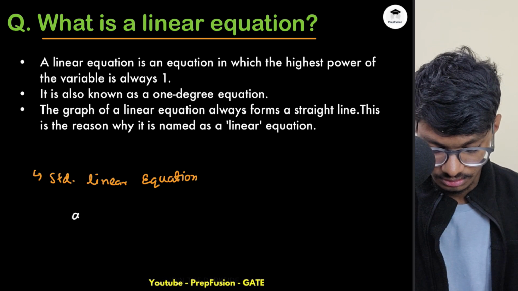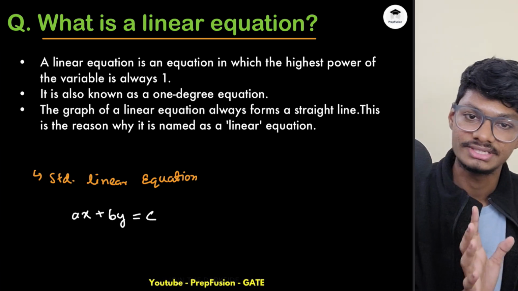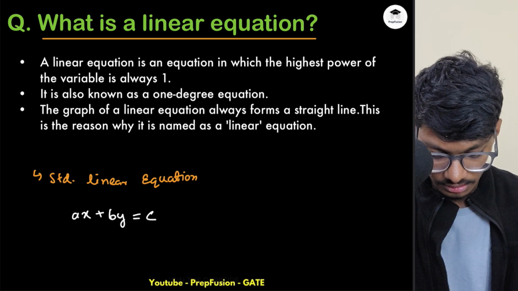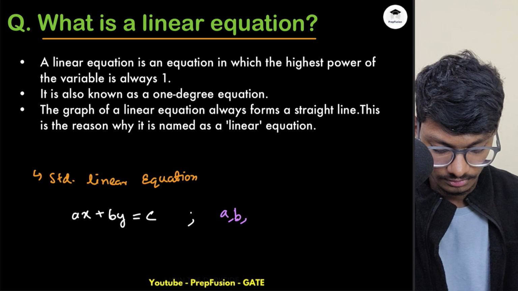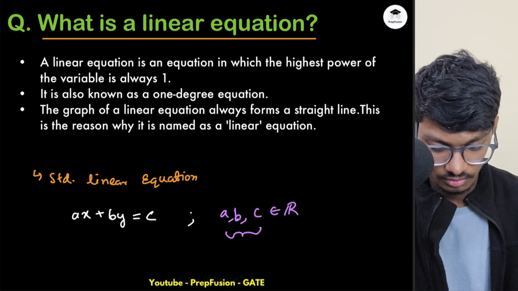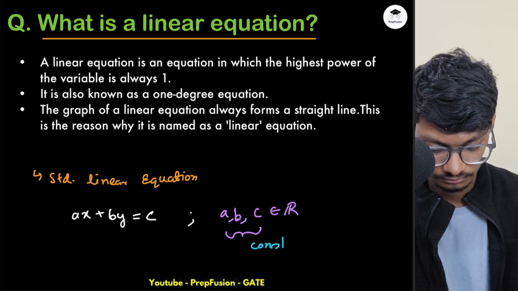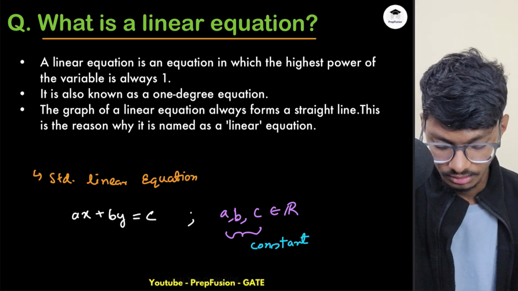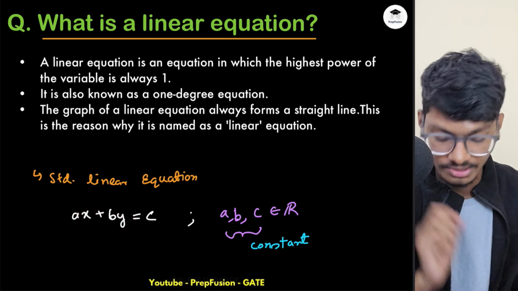It is ax plus by equals c, where a, b, c are constants. So a, b, c are constants, and they belong to any real number. And your x and y are variables. They are varying, and a, b, c are constants.